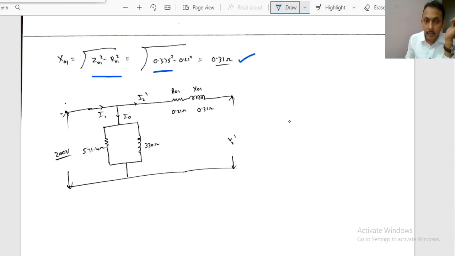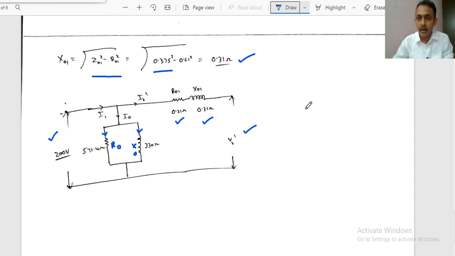Now representing all these parameters with respect to the primary side, R01 is 0.21, X01 is 0.31 ohms, and we have resolved I naught into two components: magnetizing component, working component. We have found R naught and we have found X naught, 571.4 ohms and 330 ohms, and this is the primary side applied voltage and V2 dash, right? This is how we can draw the equivalent circuit diagram from the given test data. Clear? Thank you.